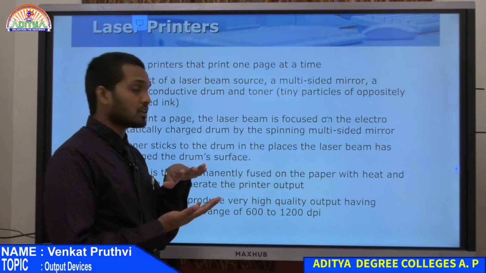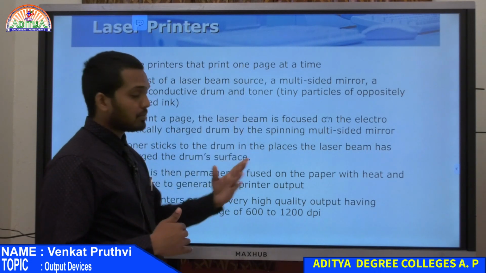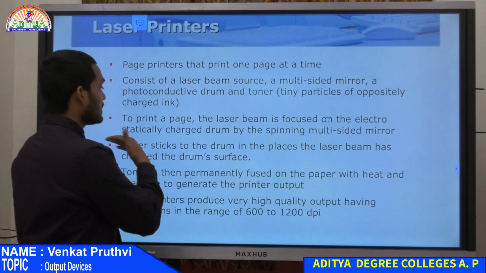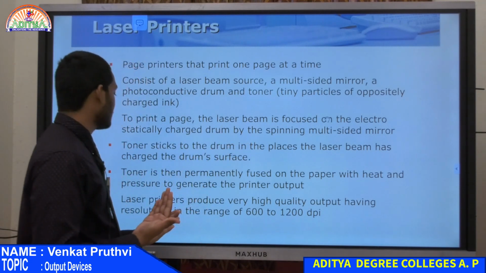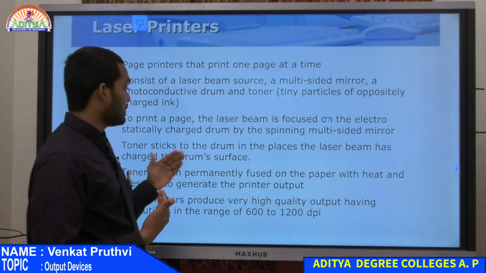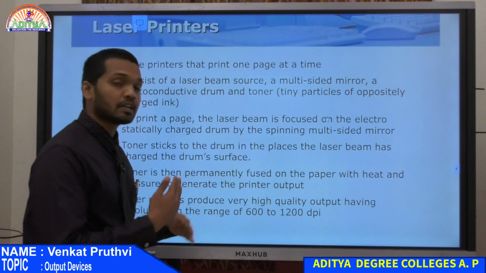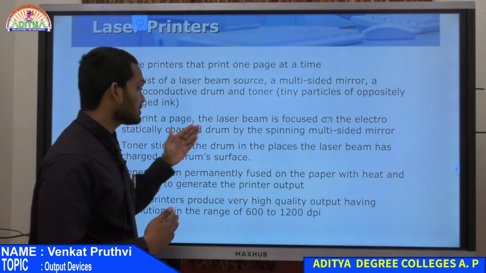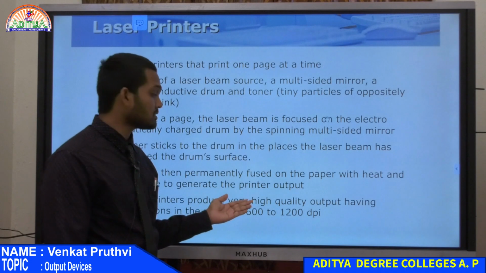Whenever the toner is sticking onto this electrostatically charged drum by the spinning multi-sided mirror, then at that point the toner sticks to the drum in the places the laser beam has charged the drum surface. Then the toner is permanently fused on the paper with heat and pressure to generate the printer output.